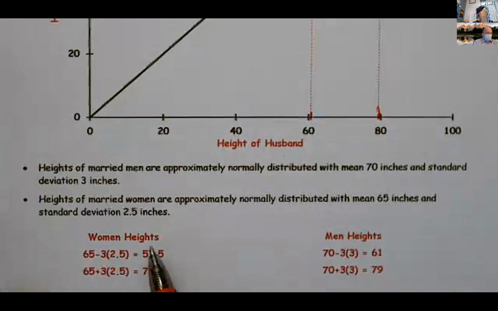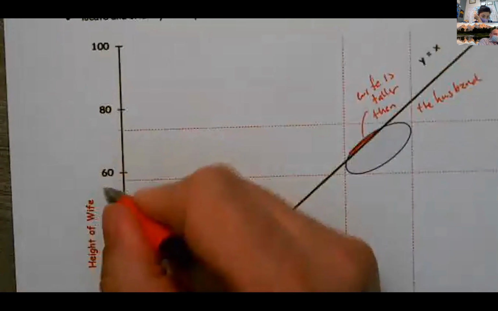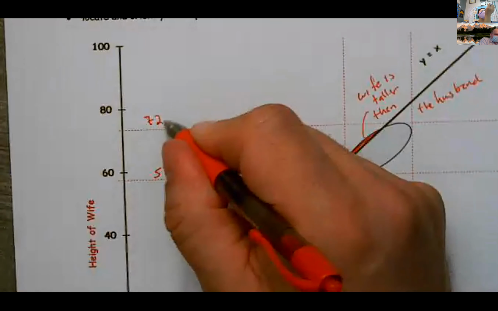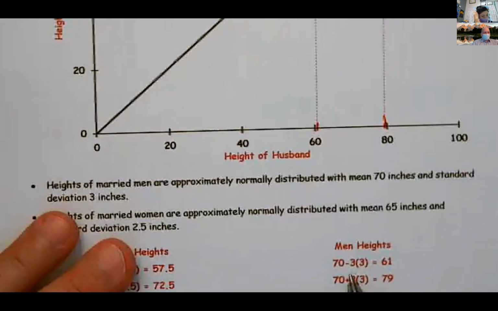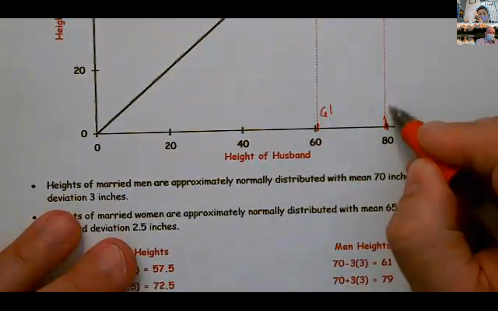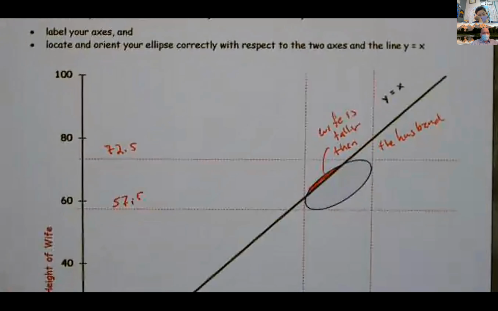So the women's height, 57.5, because it's 65 minus 3 standard deviations, and then 65 plus 3 standard deviations. And that gave me these levels right here. This is at 57.5, and this is at 72.5. And then 70 minus 9, this is 61, and this is 79. And then I just fit my ellipse as best I could there.